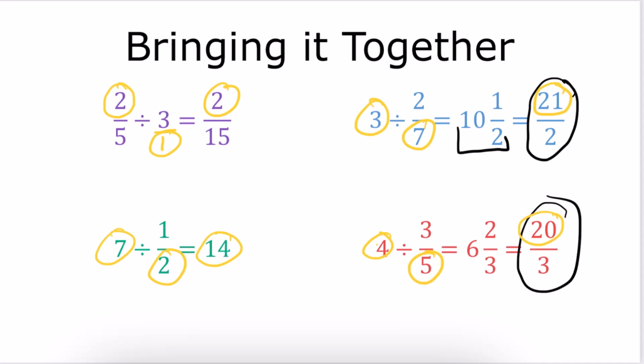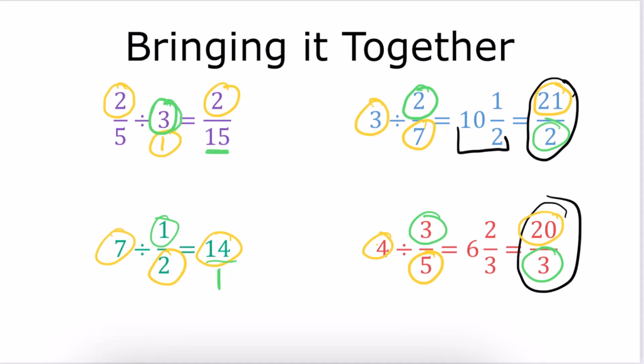Then you can show them, or they might notice, that the denominator is determined by the top of the second fraction, because 2 was the numerator of the fraction we were dividing by, and that's the denominator. In this case, we had a 3, and the denominator was a 3 in our answer. And here we had a 1, and again, because 14 can be written as a fraction, that's the denominator there as well.